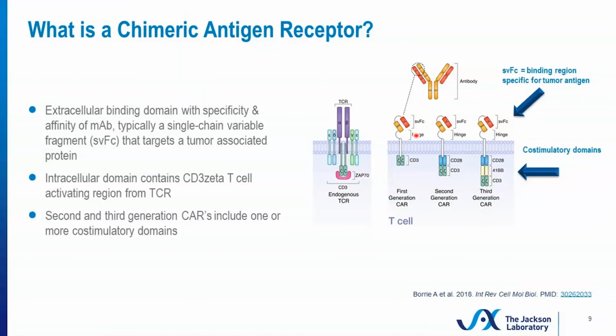Now, the first generation didn't have a costimulatory domain that was also engineered into this, but the second generations have CD28 or 41BB, and then the third generations that come along really include both of those costimulatory domains to enhance the activity of the T cells. And we'll come back to that a little bit more in just a moment.